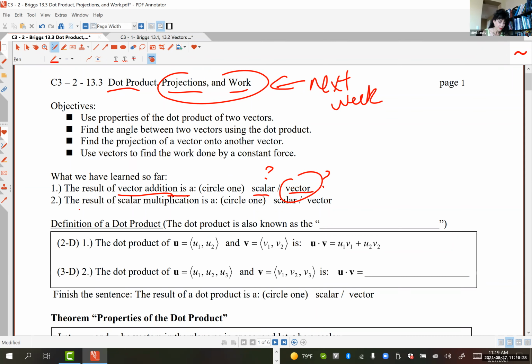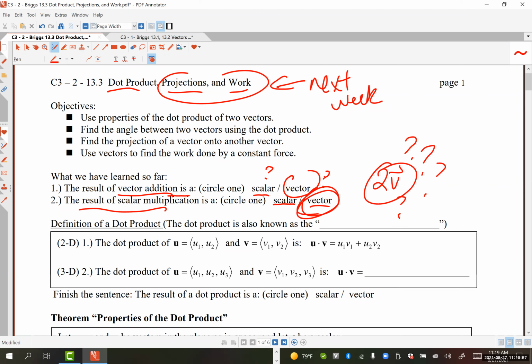Okay, good. What about scalar multiplication? When you multiply a vector with a pure real number like 2, do you get a result that is a scalar or a vector? Scalar. So like 2v, is that result a scalar or a vector? The vector. A vector, right? So both of these answers right now are vectors. Okay, we're done with the review.